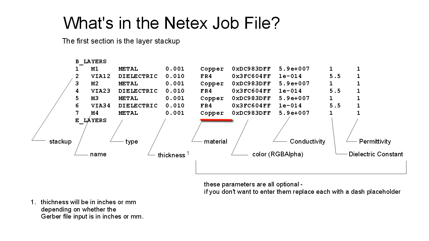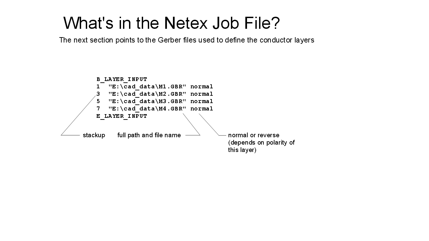And then you have the properties of each layer, and these are in fact optional. If you don't want to pass them or you don't know them, you can put in dashes there. But if you know them, you can put in a material and a color, conductivity, dielectric constant, and a permittivity. And this stuff will get passed to the ANF file. The next section in the job file points to where these Gerber files are to be found. So you can see it again refers to the stackup, and then it has a full path to each Gerber file. This name need not match the name you gave it in the previous section.